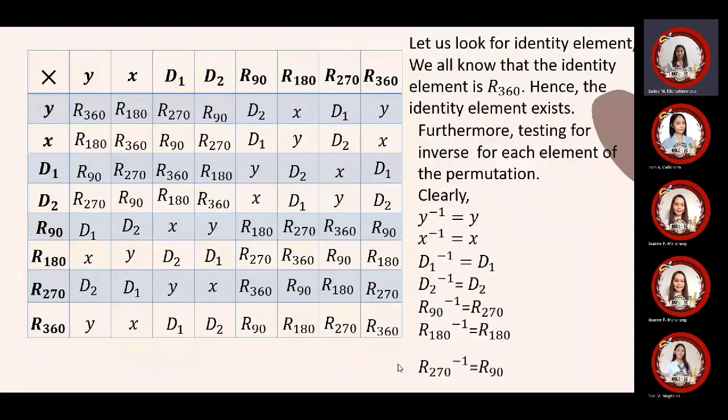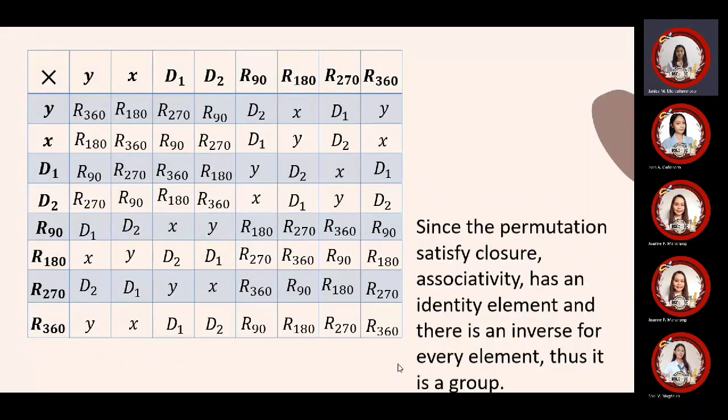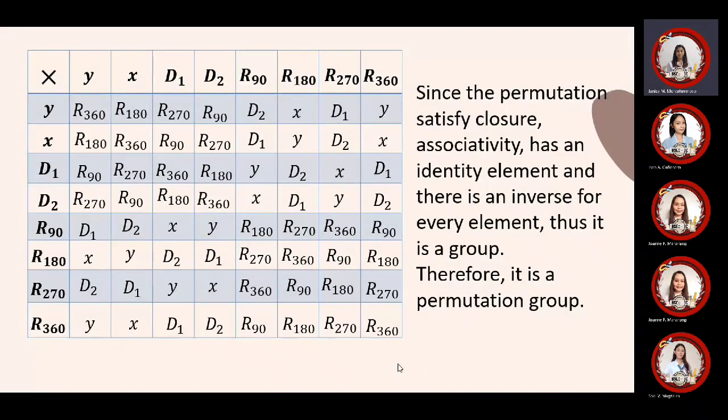So, furthermore, testing for inverse for each element of the permutation, we have Y inverse is also Y, X inverse is also X. D sub 1 inverse is also D sub 1, D sub 2 inverse is also D sub 2, R sub 90 inverse is R sub 270, R sub 180 inverse is also R180, R sub 270 inverse is equal to R sub 90. And lastly, we have R sub 360 inverse is equal to R360. And since the permutation satisfies closure, associativity, and has an identity element, and there exists an inverse for every element, thus it is a permutation group.